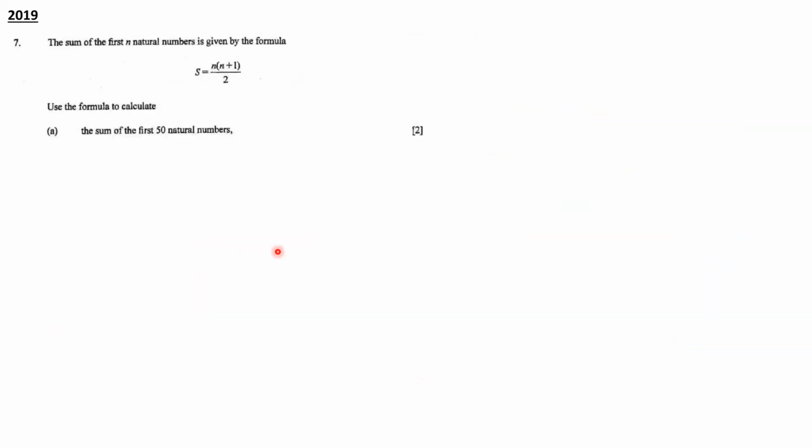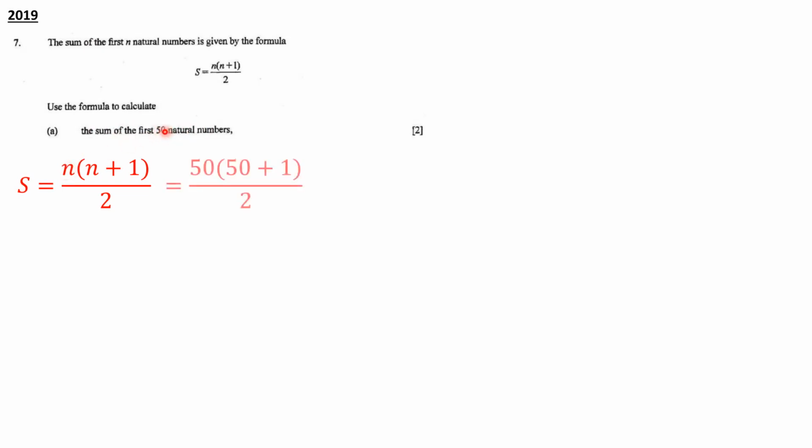All right, awesome. The next question says the sum of the first n natural numbers is given by the formula s is equal to n multiplied by n plus 1 all over 2. Use this formula to calculate the sum of the first 50 natural numbers. So if we're trying to find the sum of the first 50 natural numbers, all we have to do is inside of this equation, wherever we see n, we put 50.